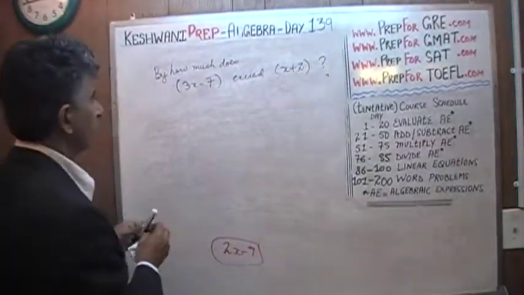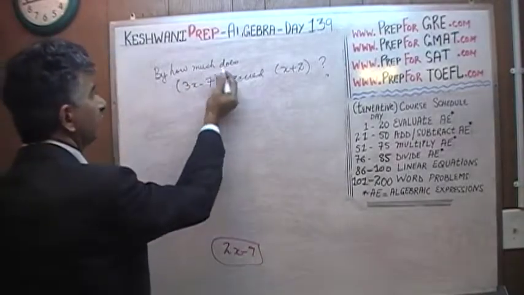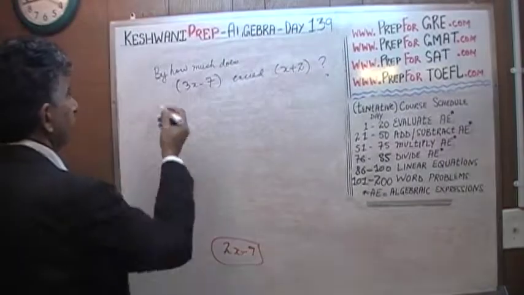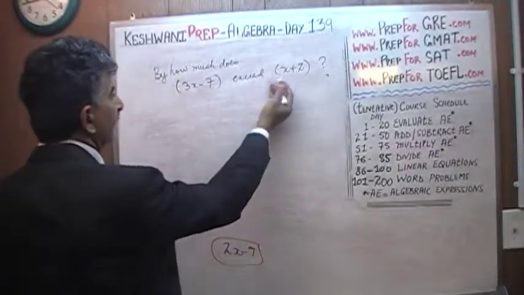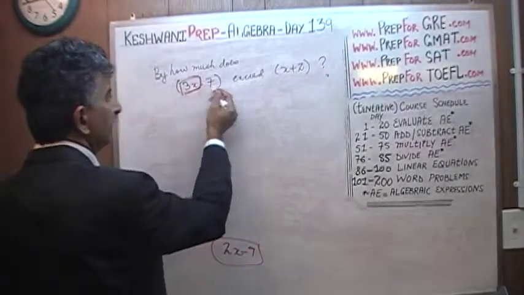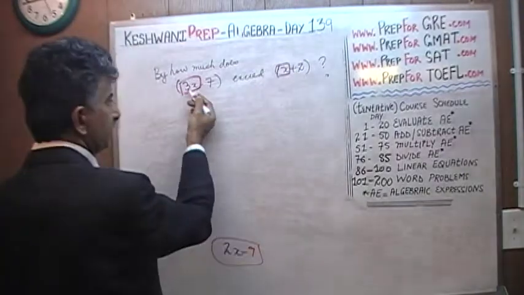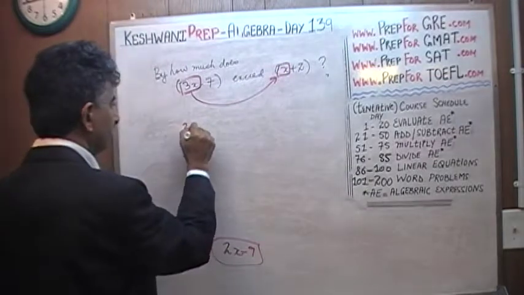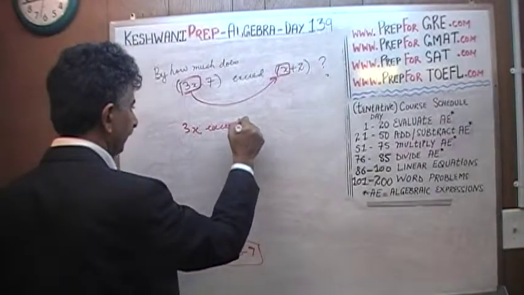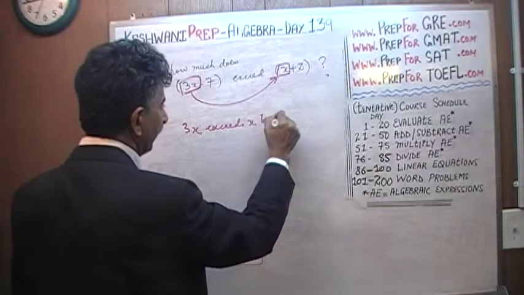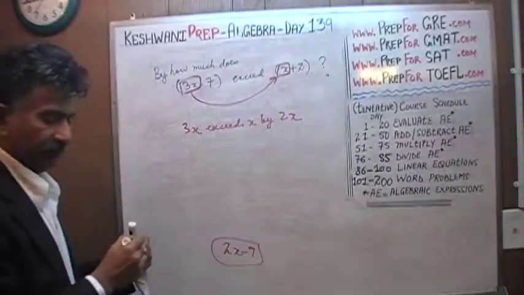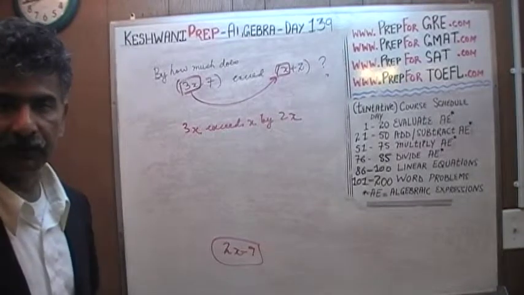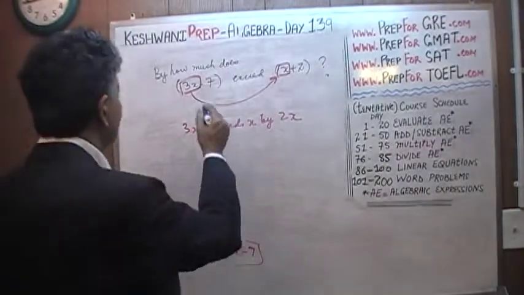2x minus 9 is the answer. By how much does 3x exceed x? Well, there are 3 of them here. There is one of them here. 3x exceeds x by 2x. So that's the first part. That was the easy part. What's the difference between 3x and an x? It's 2x.